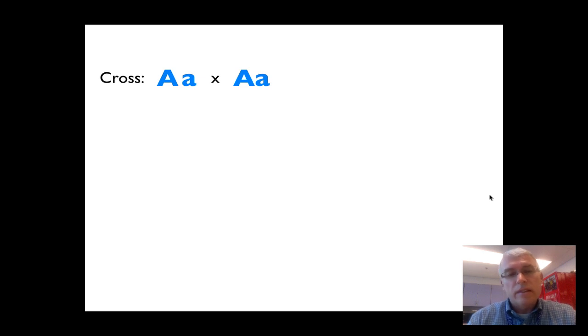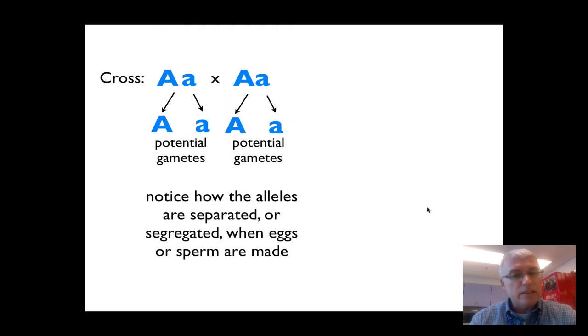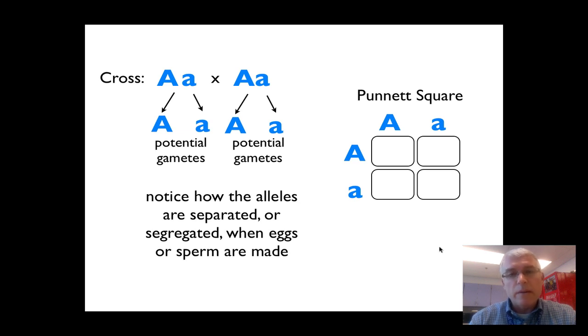Let's do another cross. Let's cross 2 hybrids, a big A, little a, crossed with a big A, little a. These are both tall pea plants, but they're tall in a different way genetically than a purebred tall. They're not purebred. These are what we call hybrid. So just like we did before, we're going to segregate the alleles. They have to get away from each other. These again are separated egg cells and sperm cells. We're going to use them to label the columns and the rows of a Punnett square, and then we're going to fill in our Punnett square. And you notice we get some different results here.